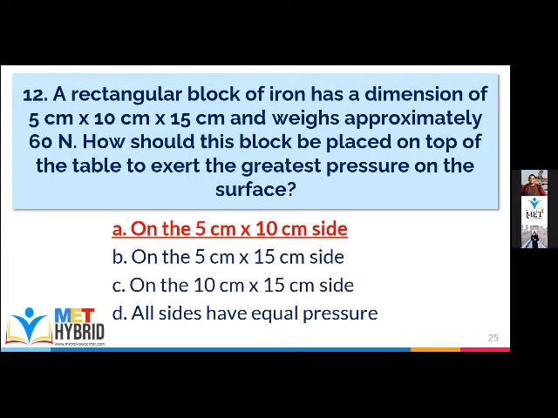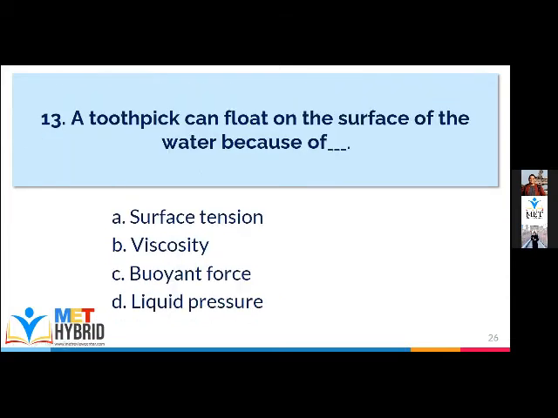Okay, let's go to question number 13. A toothpick can float on the surface of the water because of blank. A, surface tension; B, viscosity; C, buoyant force; D, liquid pressure. For 13, everyone answered letter A and you are all correct.